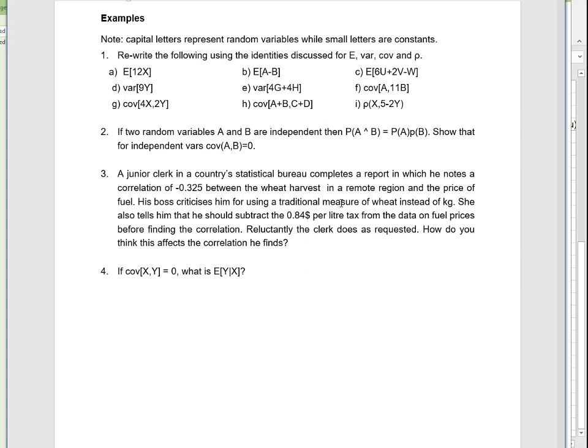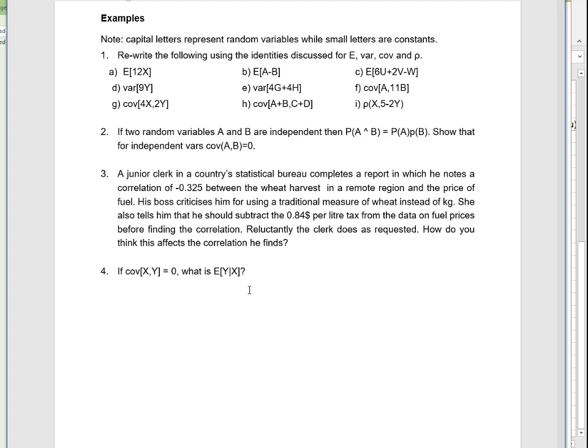So, but using a traditional measure of wheat instead of kilograms, that's just going to be different units. That's going to change the scale. So the wheat measurements are going to be rescaled by a factor, and the fuel prices he's got are going to be shifted by adding on, or no, subtracting this amount. But for the 2 sets of numbers, if you change the scale of one and move the other one, shunt it up and down by this 84 cents, that will make no difference at all to the correlation he finds. So even if his boss is correct, the correlation will be completely unchanged at minus 0.325 because it's insensitive to scale, which is an advantage of it. So no difference at all is the answer.